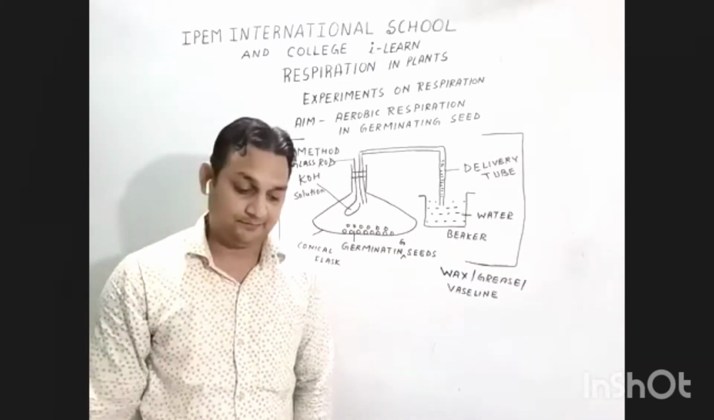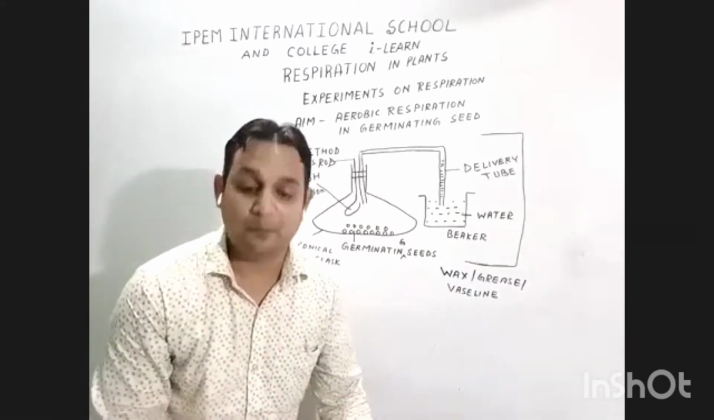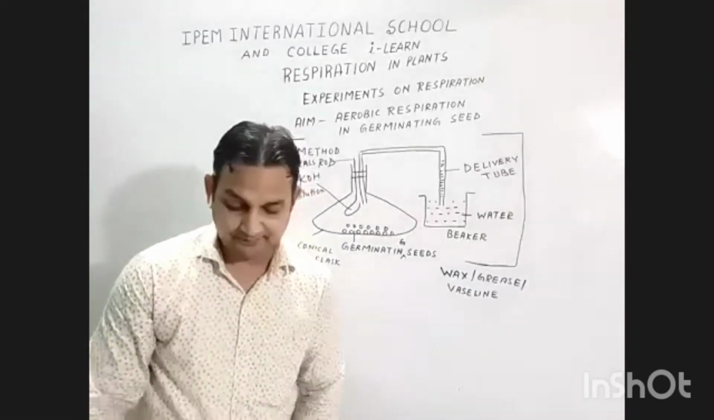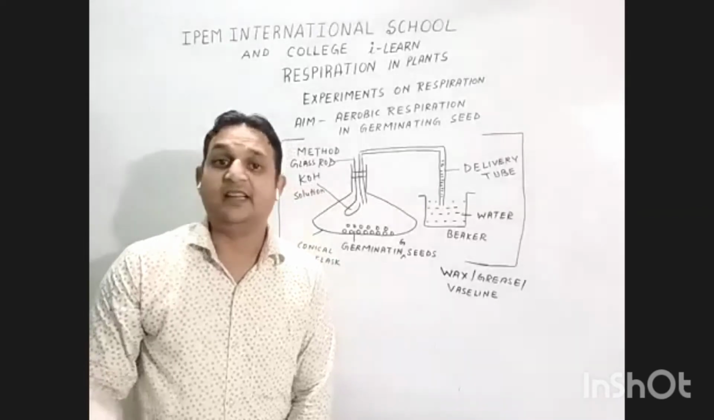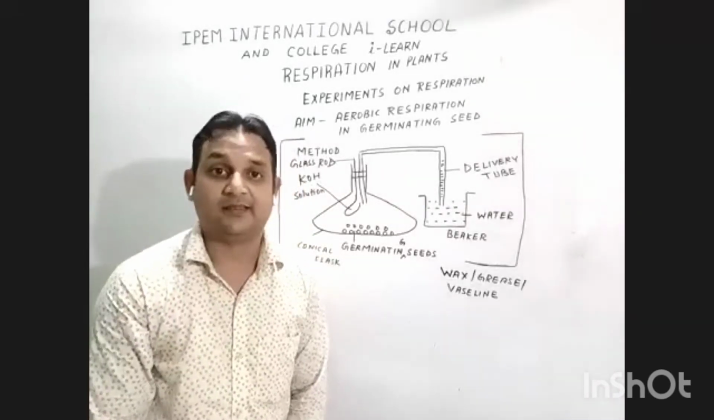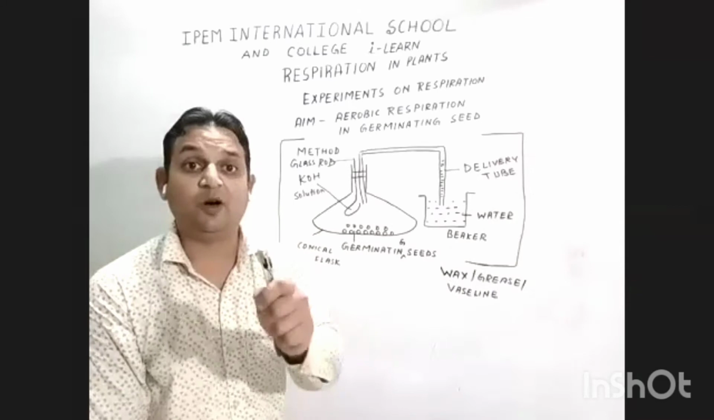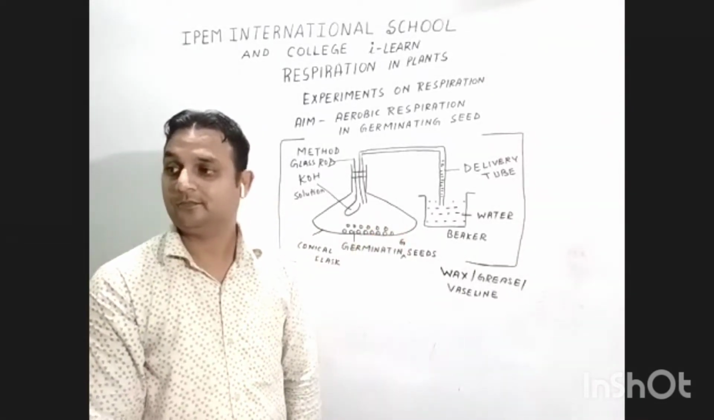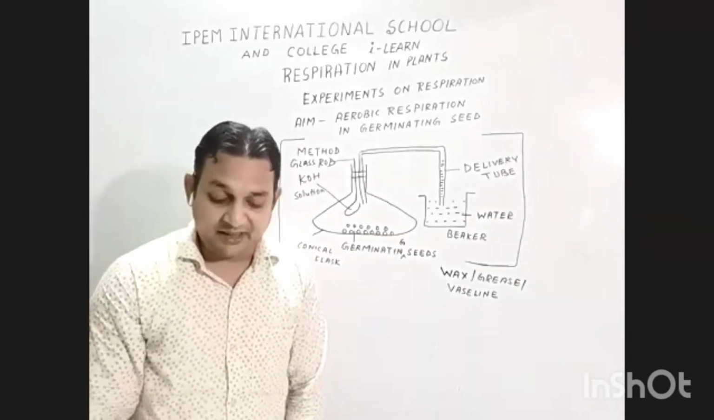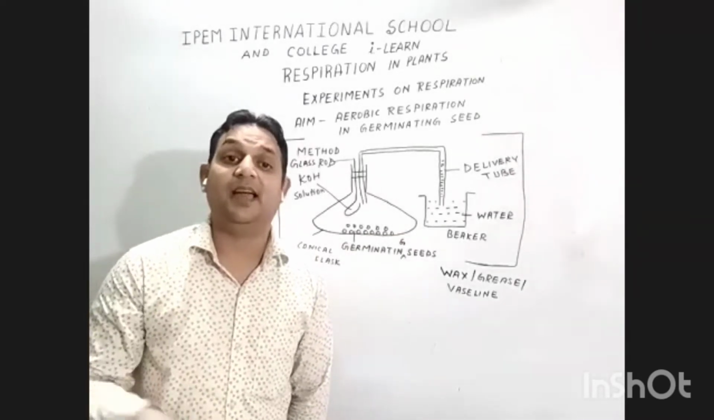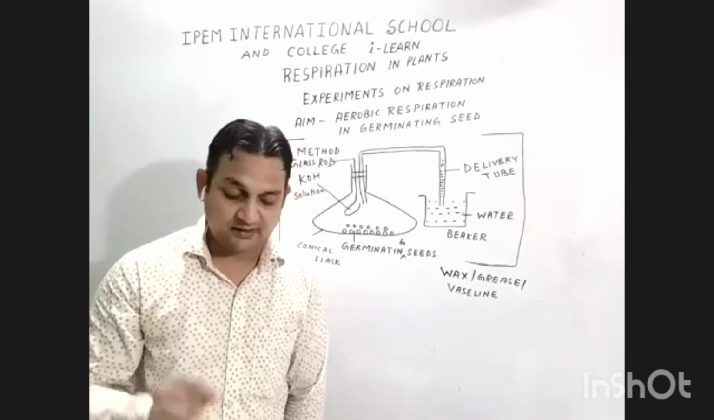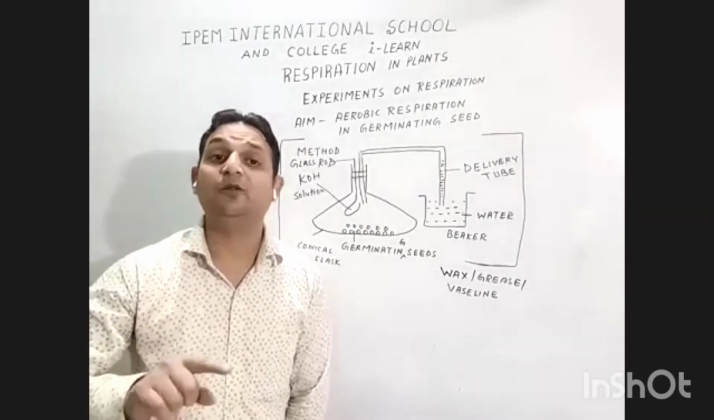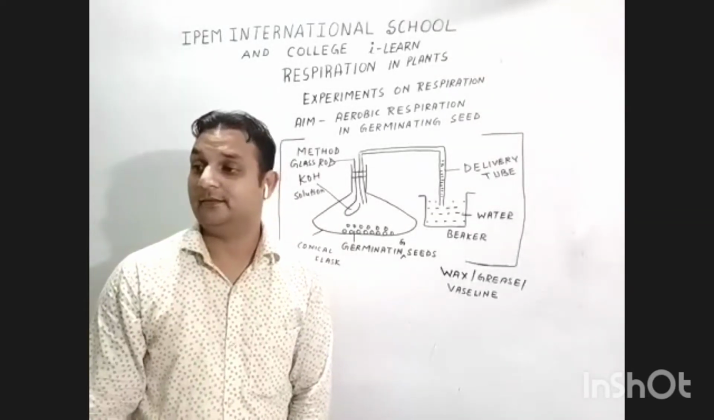So how will you write? Write it there. Germinating seeds respire aerobically. They will consume oxygen of the flask. This flask has oxygen. So the reason for observation: germinating seeds respire aerobically, consume oxygen of the flask, and produce carbon dioxide.